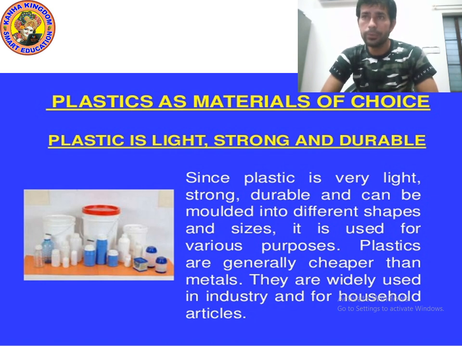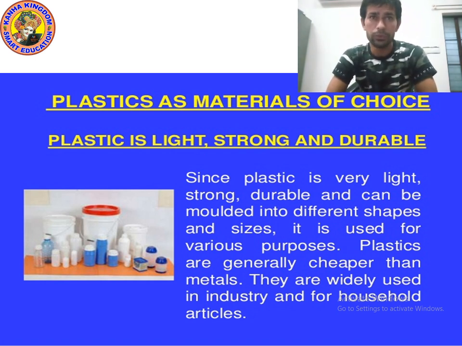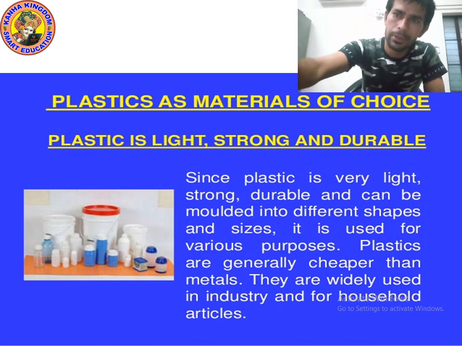So kids, I hope you understood that since plastic is very light, strong, durable and can be molded into different shapes and sizes, it is used for various purposes. Plastics are generally cheaper than metal. They are widely used in industry and household articles. I hope you understood. Now let's move on to the next point.